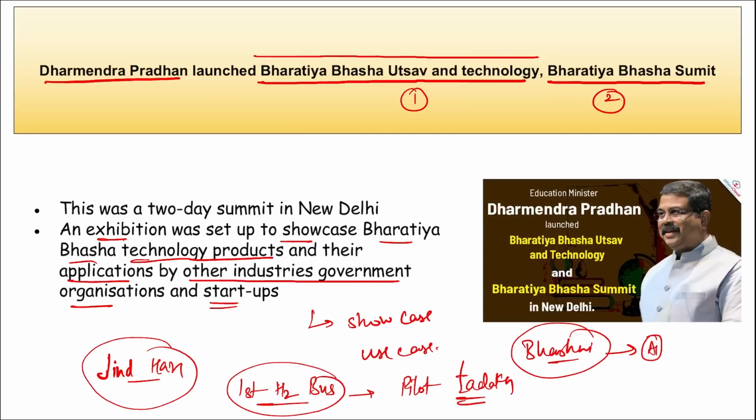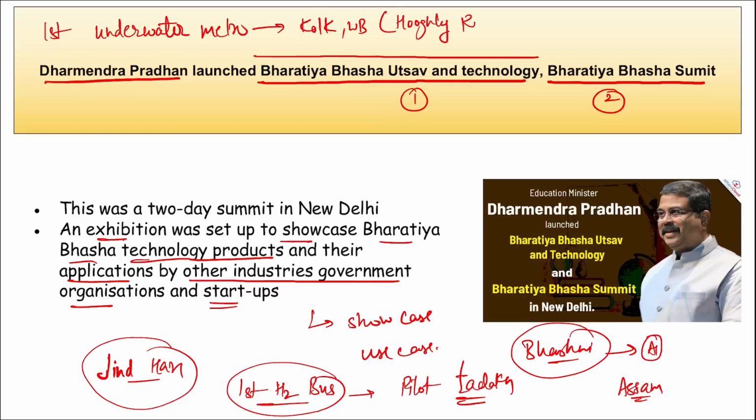Right? Then where will be the first underwater tunnel? It will be built by the Assam government, underwater tunnel. And if we are talking about the first underwater metro, it will be built in Kolkata, West Bengal, and it will be under the Hooghly River. Right? First underwater metro.